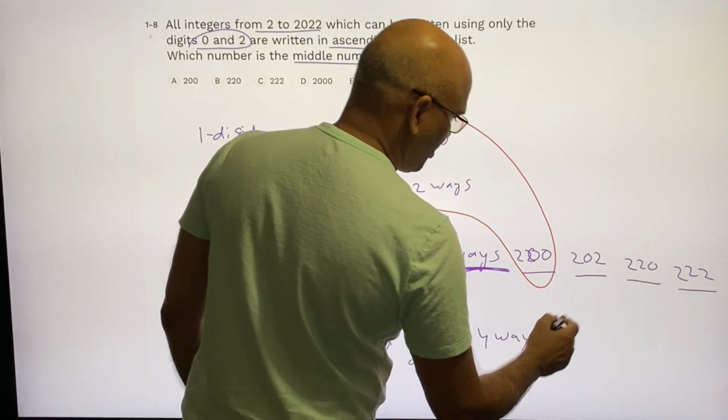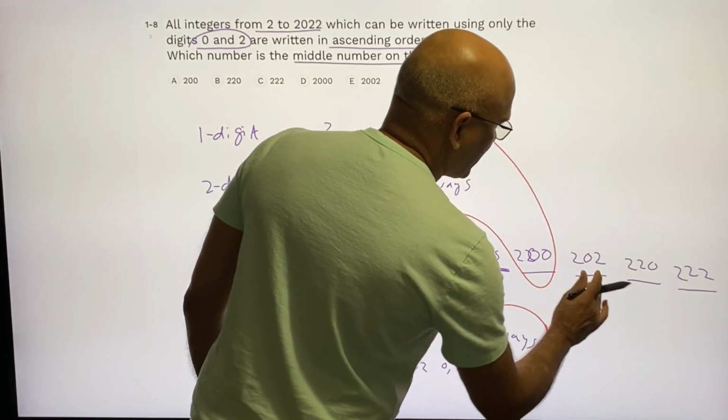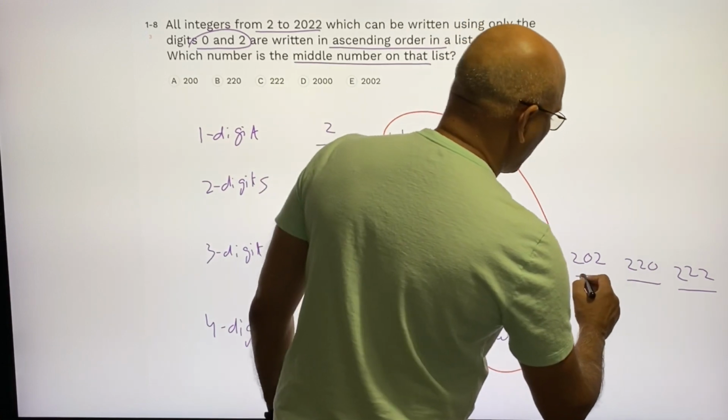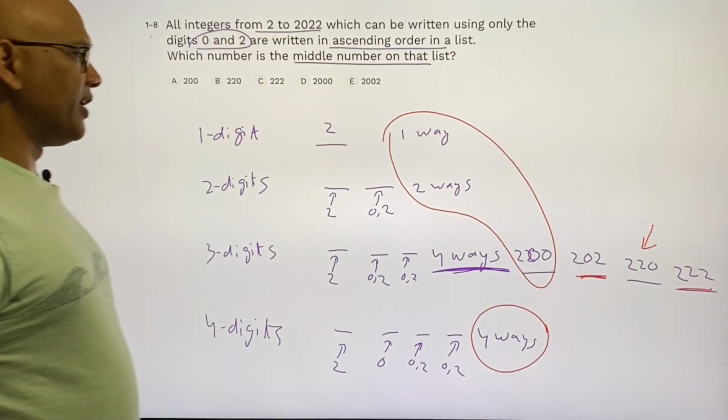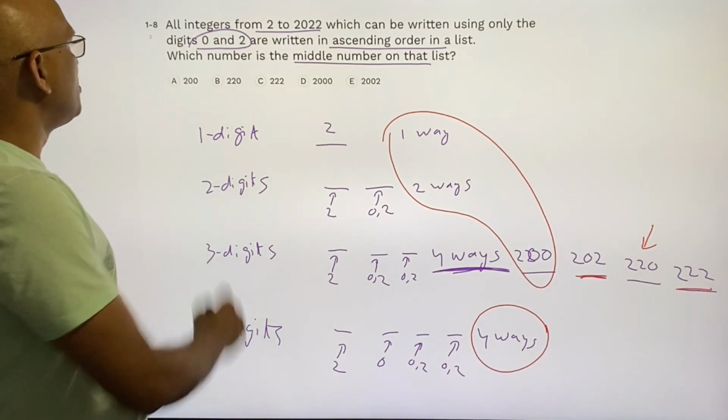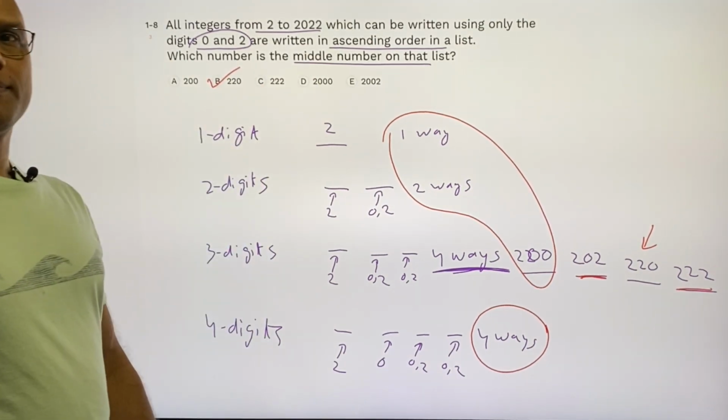So these are 4. This is 4. So then it has to be the middle of this. So next is 1. This. So this has to be the middle number then. So 2 2 0. B is the correct choice.